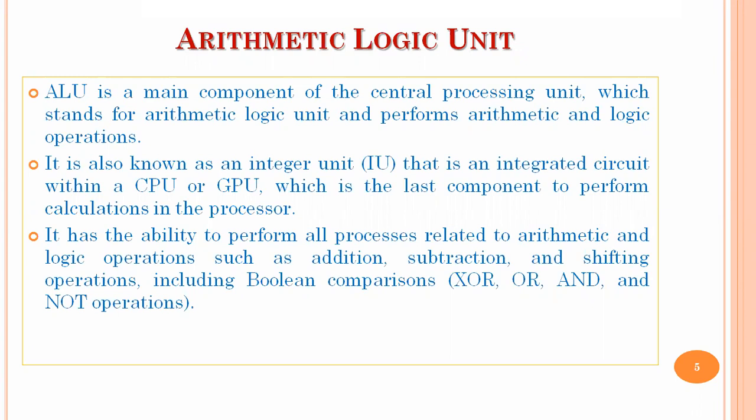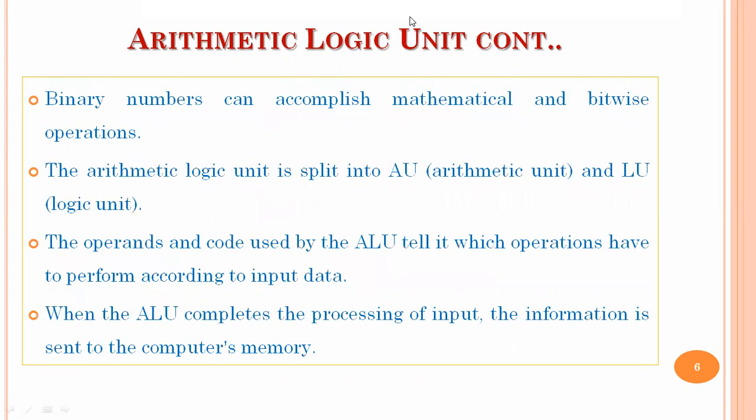It also has the ability to perform all processes related to arithmetic and logical operations like addition, subtraction, shifting operations, and Boolean comparisons. The binary operations can accomplish mathematical as well as bitwise operations, true or false. The arithmetic logic unit can be considered as separated into two parts: AU, the arithmetic unit, and LU, the logical unit. Combined, it is called the arithmetic logic unit.